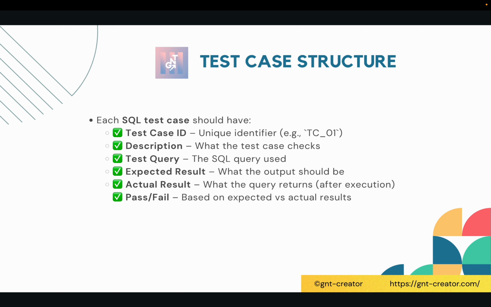Each SQL test case should have a test case ID, which is a unique identifier, for example, test case 1, TC_01. Description, what the test case checks. The query itself, the SQL query used in this test case. Expected result, what the output should be. Actual result, what the query returns after execution. Pass or fail, based on expected versus actual results. Let's apply this structure to real SQL test cases.